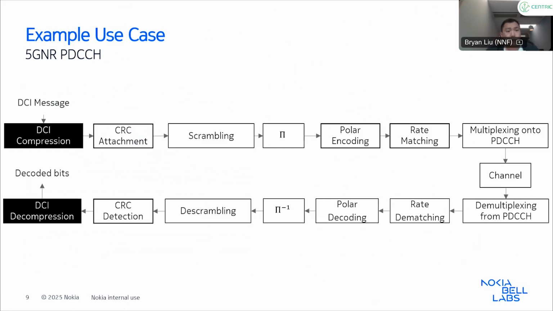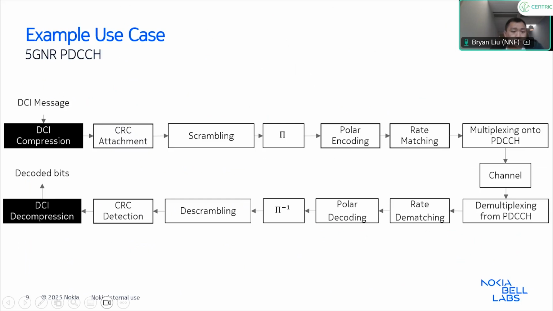So just now, for all these previous slides, we talked about the lossless compression technique, but that's just for lossless compression. How are we going to use this compressor in the PDCCH? This slide shows the architecture we need to embed this DCI compression into the PDCCH wireless system.